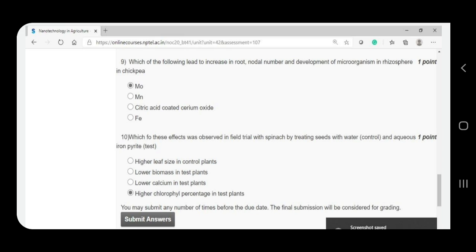So guys, after clicking on the correct options, please click on submit answer and wait for the response.